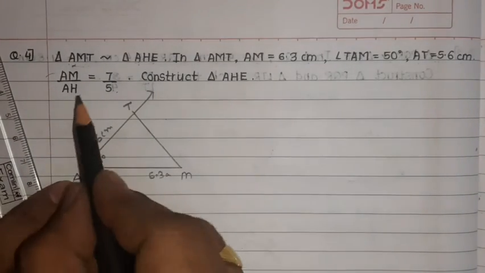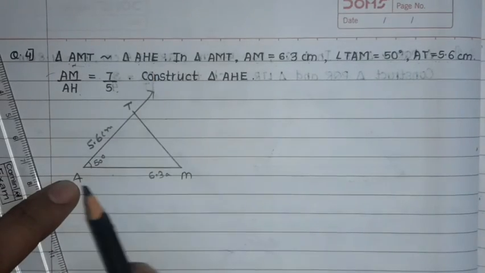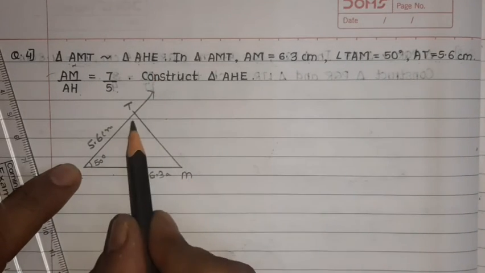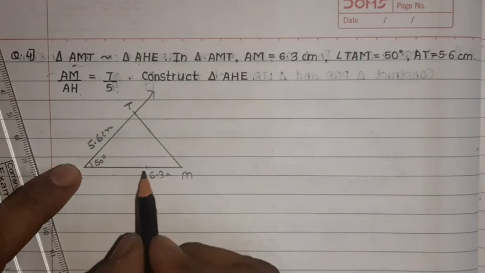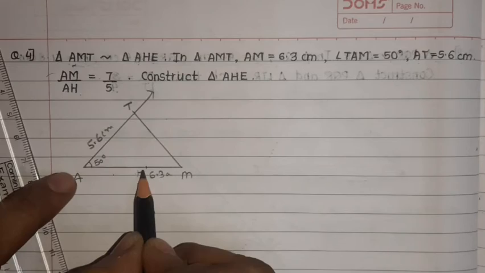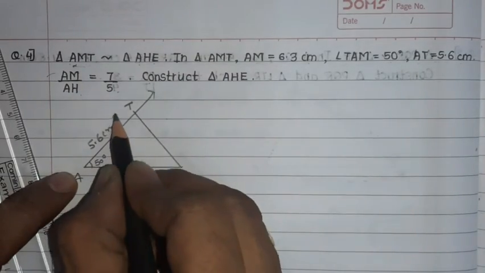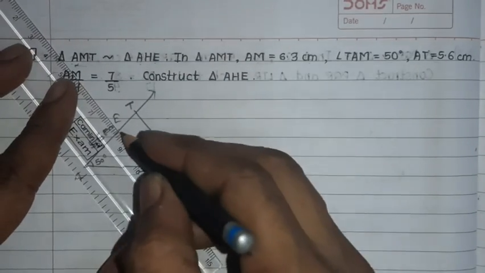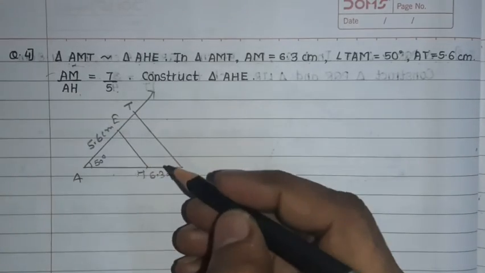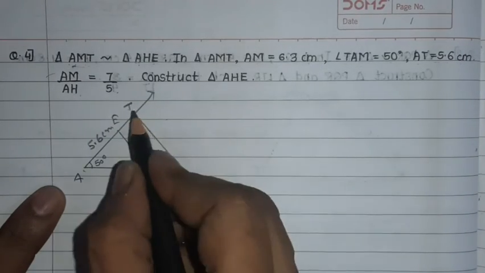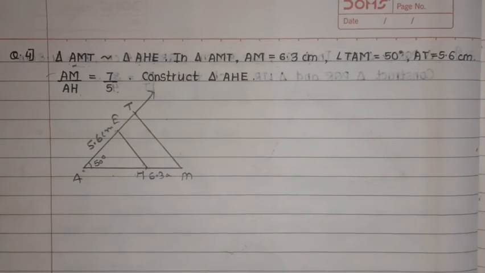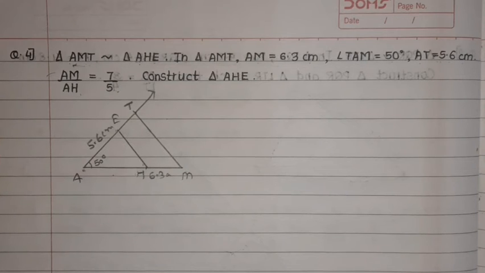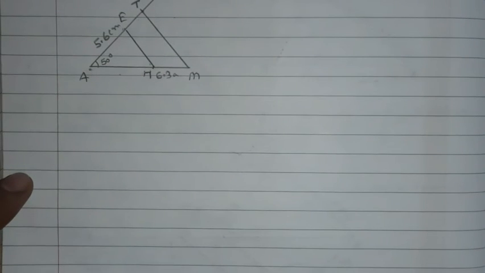Now we have to construct the triangle AHE. That means AMT, and AHE is a smaller triangle, therefore H may be here on AM, and here it is E. See there, AMT and AHE, both triangles we have to construct. Now, very simple, very interesting, similar to the previous one. What we have to draw?